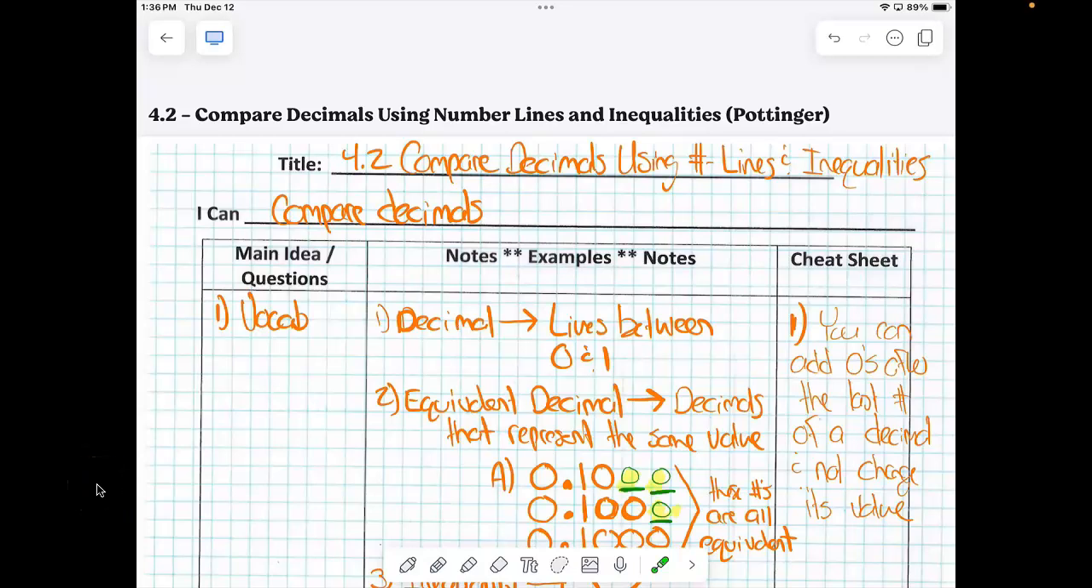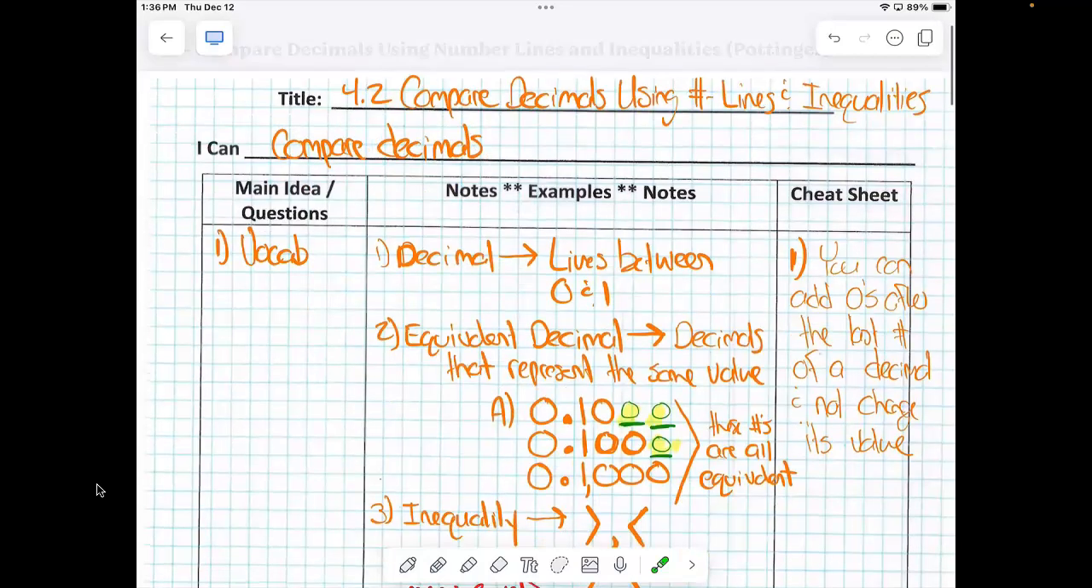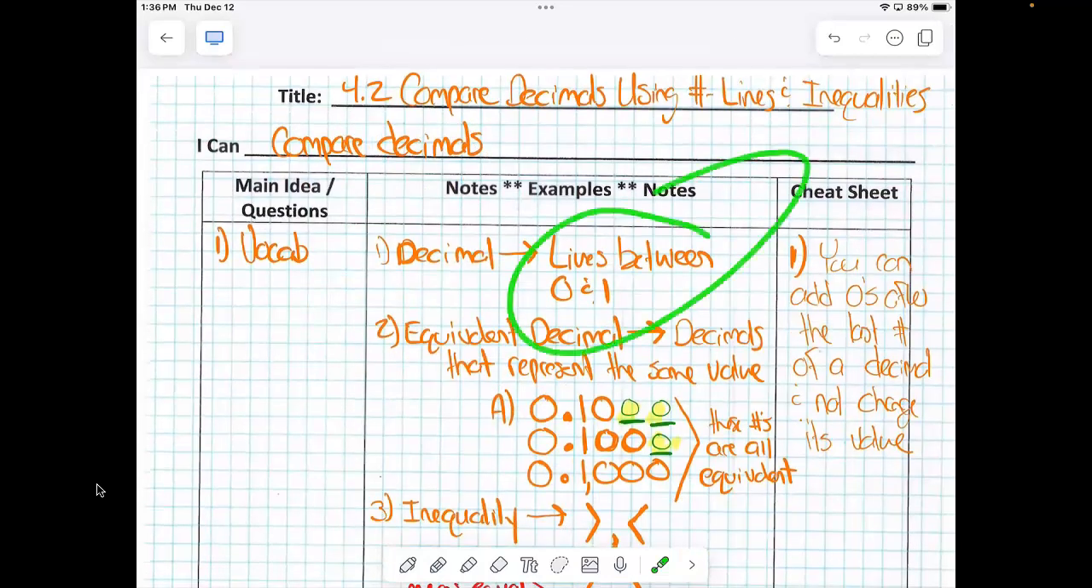Pottinger's class. Hello. Today we are comparing decimals using number lines and inequalities. Here we go. Where do decimals live? 0 and 1.